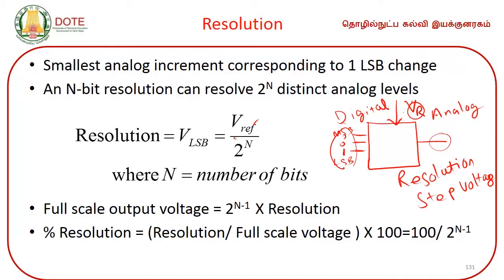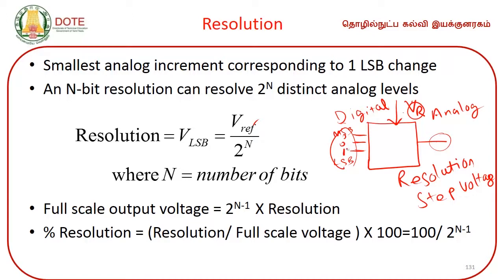These 3 terms have the same meaning. 1 LSB voltage is the output voltage for one LSB input, that means the step voltage, one step is 1 LSB. That is called resolution also. So these 3 terms have the same meaning. What is full scale output voltage? You also have to understand the next term, full scale output voltage.